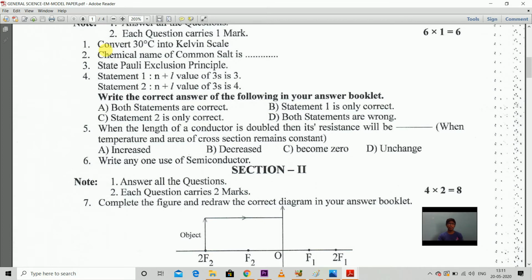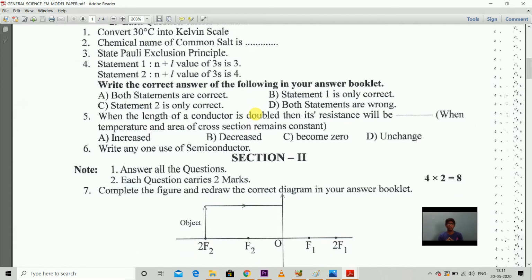All the definition type questions, fill in the blank type questions, statements, there is a chance you'll get multiple choice questions. Match the following type questions also will be given. If you have any doubt about what type of questions we will get, I have prepared a previous video, you can go and search in that.